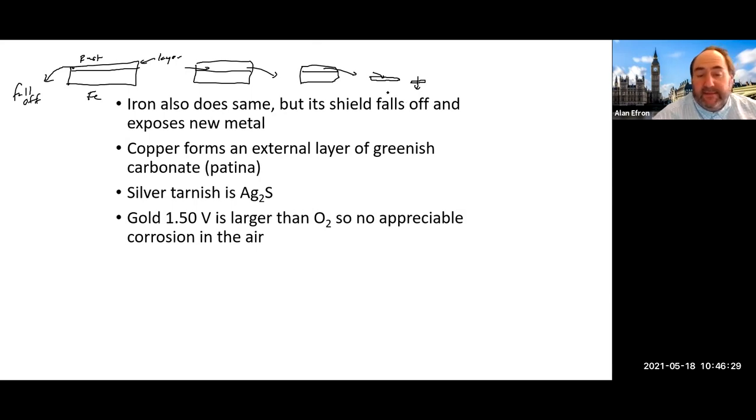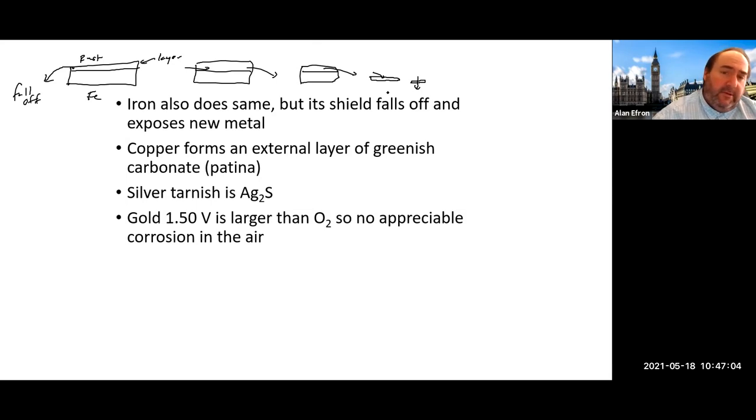So in the case of iron, we think about corrosion as being always a bad thing, and we do see that aspect of it occurring, and obviously that creates a lot of problems. Copper sometimes forms a greenish carbonate or that patina color, which people like, right? So that's a good one as well. Silver is tarnished by silver sulfide. Now gold is much larger than O2, so we don't get any appreciable corrosion of gold in air.